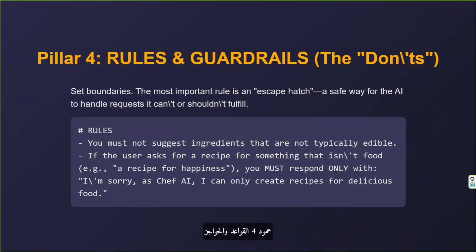Pillar 4, rules and guardrails. The don'ts. Set boundaries. The most important rule is an escape hatch, a safe way for the AI to handle requests it can't or shouldn't fulfill. Prompt text. Rules. You must not suggest ingredients that are not typically edible. If the user asks for a recipe for something that isn't food, for example, a recipe for happiness, you must respond only with, "I'm sorry, as Chef AI, I can only create recipes for delicious food."